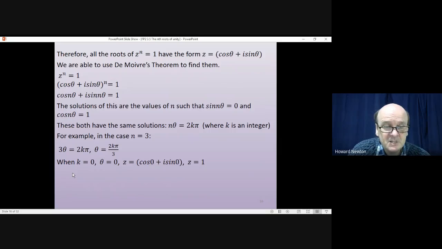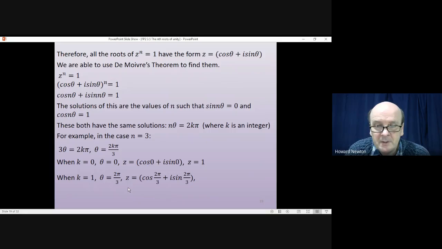To get the second solution, we let k equal 1. When k is 1, theta will equal 2 pi divided by 3, and z will equal cos 2 pi divided by 3 plus i sine 2 pi divided by 3. Now, in this instance, I will find these values on the calculator. Putting that into the calculator will give us z equals minus a half plus root 3 over 2 i.